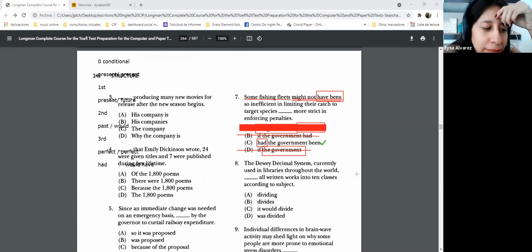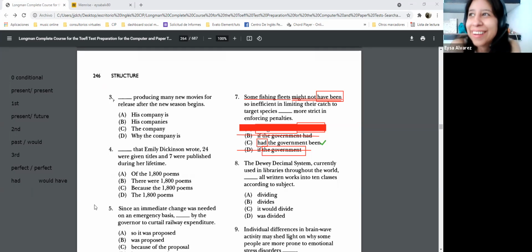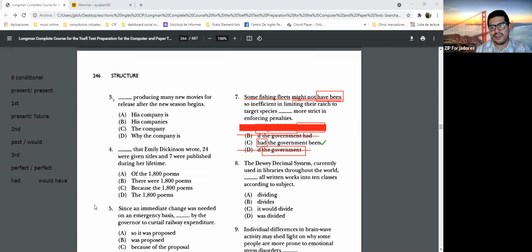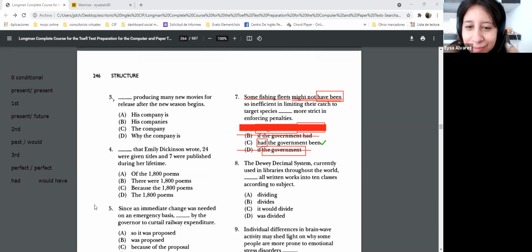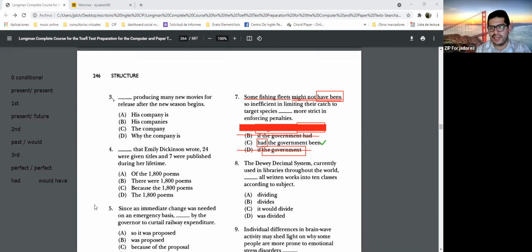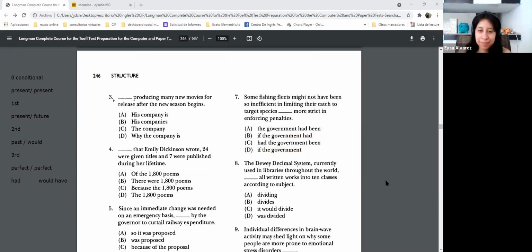Actually, I was thinking that I cannot eliminate the if in the middle. I thought that it was only at the beginning. You can omit it in both places, at the beginning or in the middle. Okay, but only, remember, just only with had, with should, and with were. Great, all right, good, excellent.